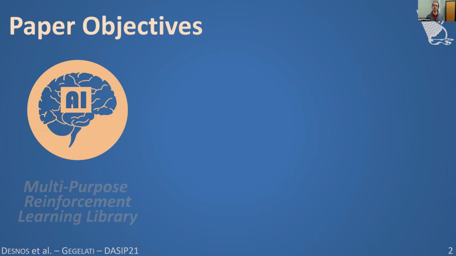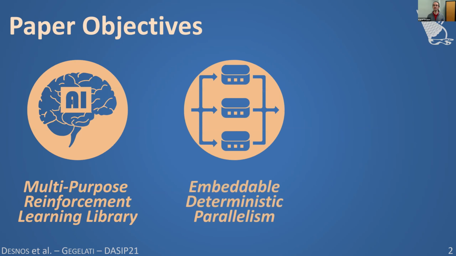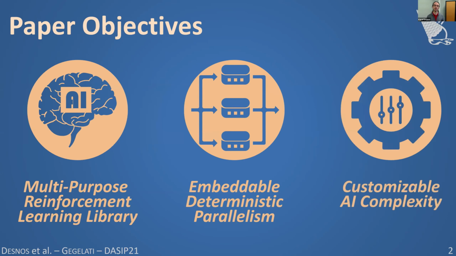The first one is to introduce a new multipurpose reinforcement learning library, and I will explain that in detail. One of the key characteristics of this library that I want to present is also that it is an embeddable and deterministic parallel library. And finally, the third objective of the paper is to introduce the customizable aspect of this library. Unfortunately, due to time restrictions, I won't have enough time to present this customizability, but I invite you to read the paper if you are interested in this third contribution.